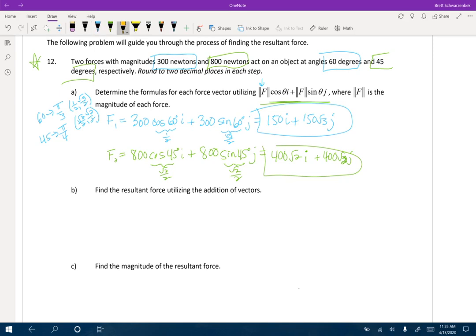So what does resultant force mean? That is another term for addition of vectors. Okay, how do we know that? Because resultant vector was the addition of vectors. So we're going to let regular F be that vector, our resultant force. If you want to write F sub R or something like that, that's fine. But that's going to be equal to F1 plus F2. All right, so how do we add vectors?